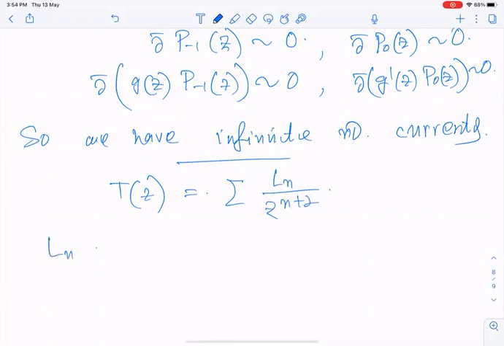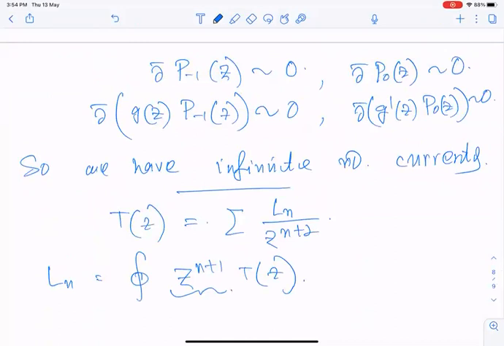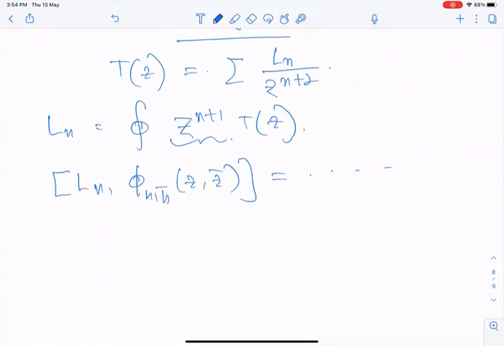These Ln's are like z to the power n plus 1 times T(z). So this is essentially one of the holomorphic functions, just the way you said g(z), g prime(z). This is one of the bases of holomorphic functions, and you can integrate that, and that gives you the charge. Then when it acts on some primary operator, it gives you something which you know.